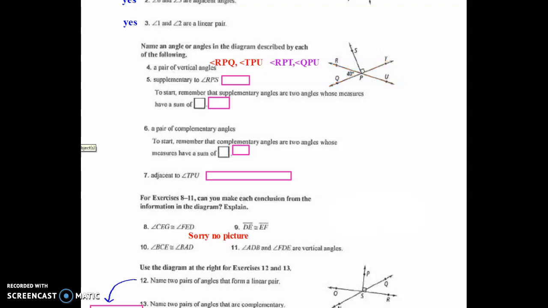And in purple, we have RPT, this angle, and QPU, this purple and that purple. Notice their sides make opposite rays, and they are congruent. Great.